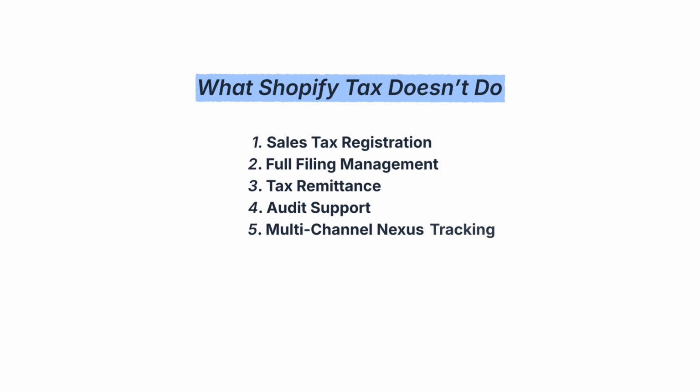There's also the multi-channel issue. So Shopify's liability insights dashboard only tracks Shopify sales. So if you also sell on Amazon, Etsy, TikTok, or any other marketplace, those sales count toward your economic nexus thresholds, but they won't show up in Shopify's dashboard. So that's a blind spot that catches a lot of growing businesses off guard.